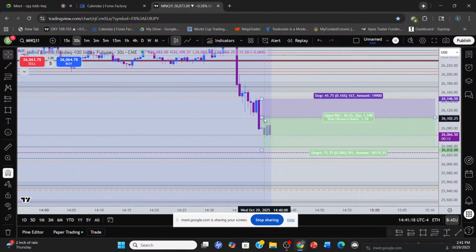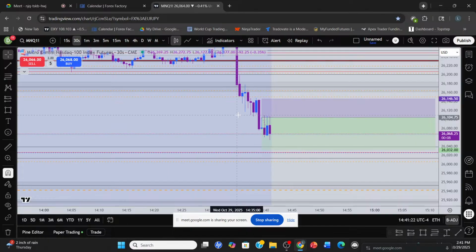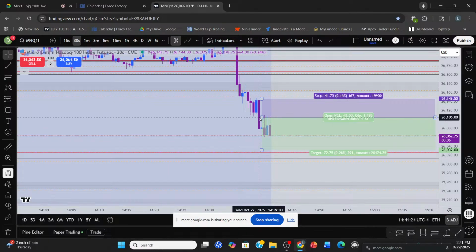Again, that's multiple great entries right here. One, two, and look at the bodies, bro. The bodies can't even go into it. This is such a great entry. This is like an A++ trade right here.